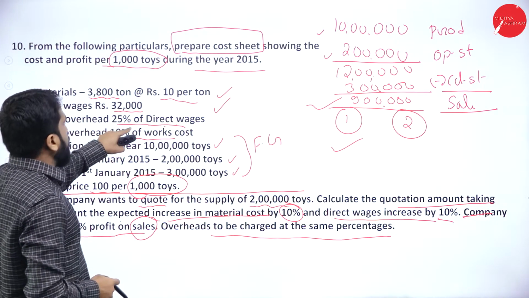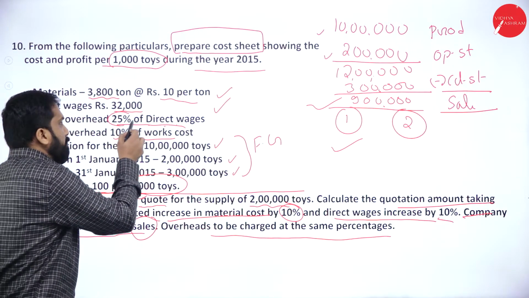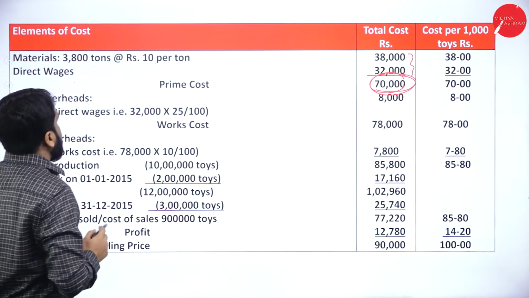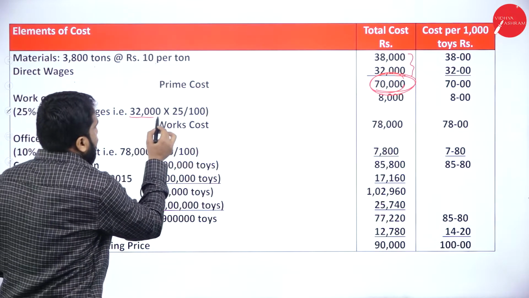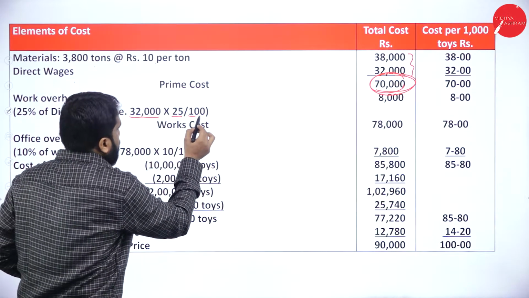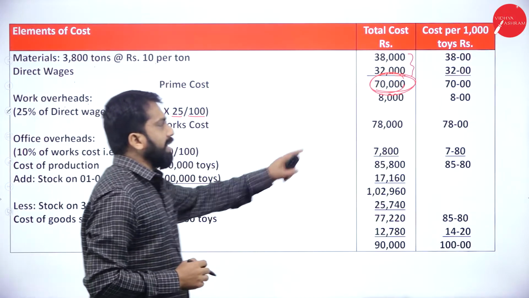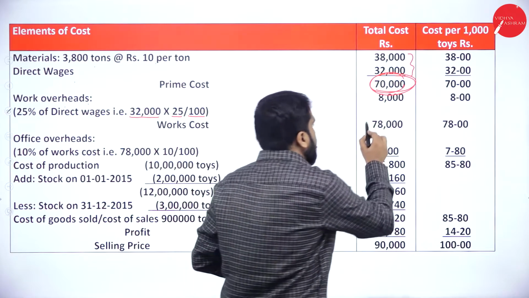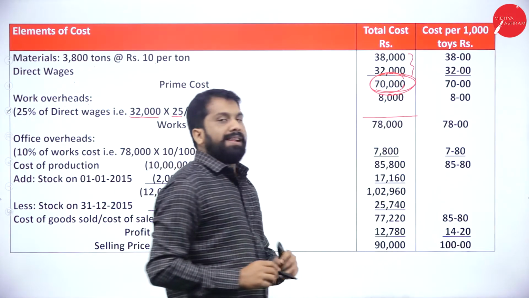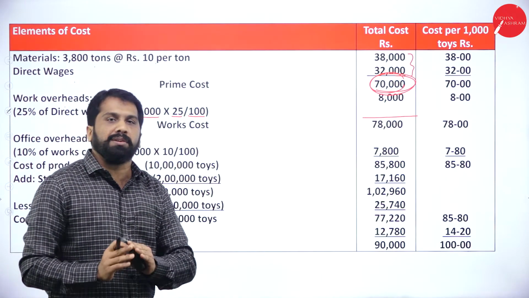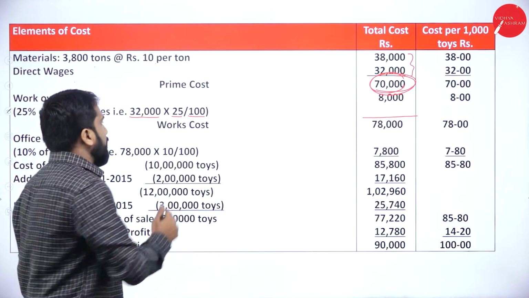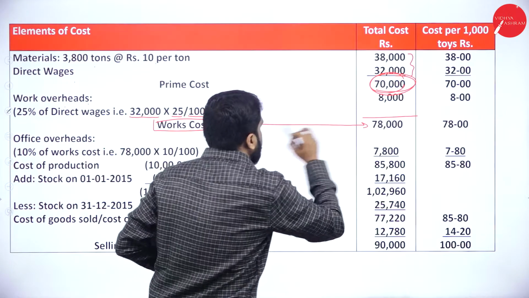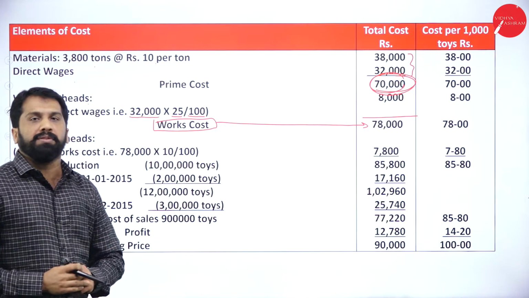Your works overhead is 25% of direct wages. Now, very simple. 32,000 into 25 divided by 100. How much will you get? 8,000. Now, 70 plus 8. It will be 78,000. Any doubt? No. What is this 78,000? We call it work cost. Any doubt up to this?